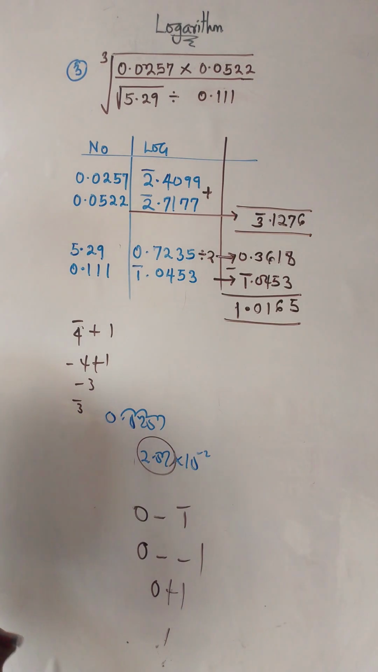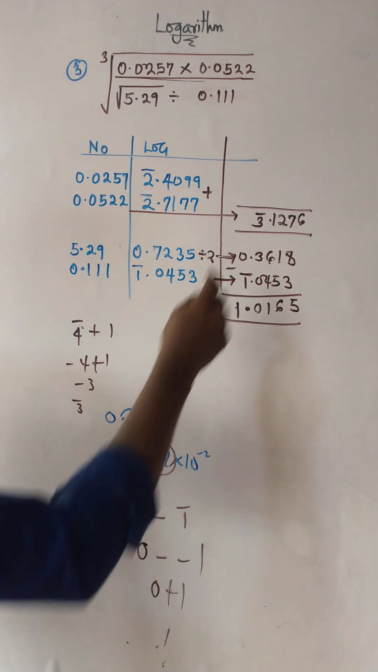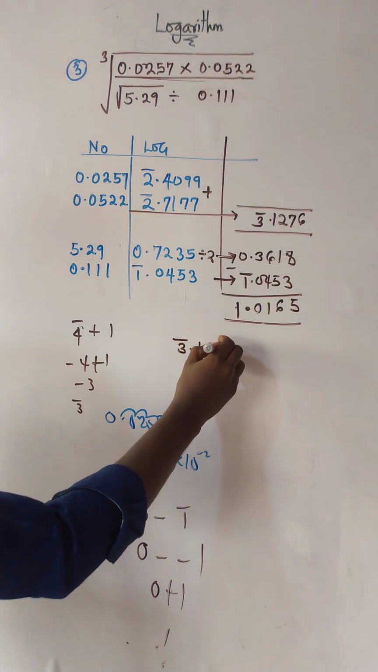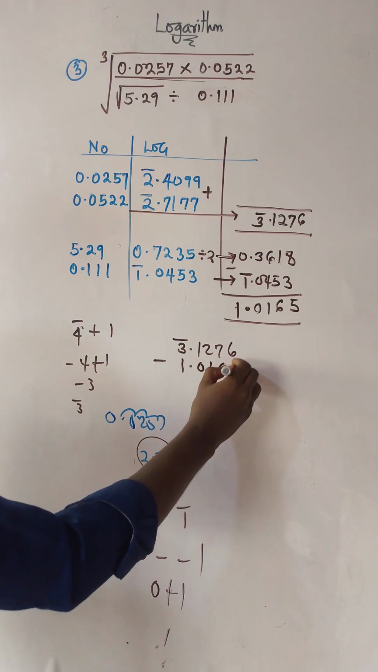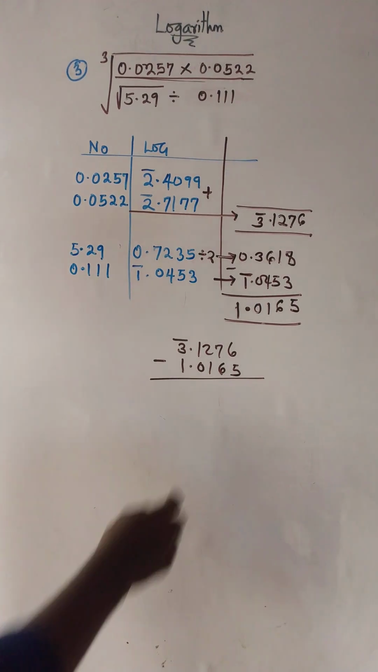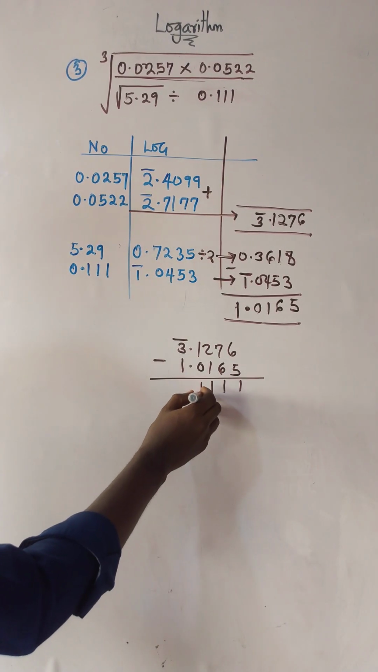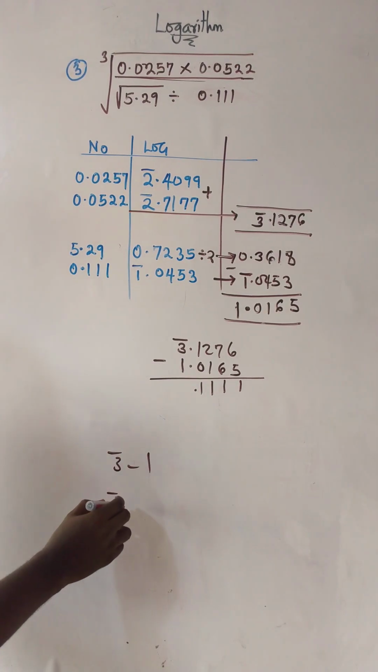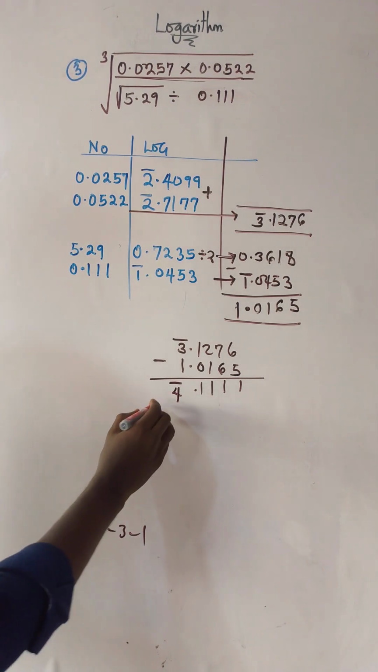What next between denominator and numerator? We have the division. So meaning we are going to subtract this from this. So we have bar 3.1276 minus 1.0165. So let's subtract again and see what we're going to get. So 6 minus 5 is 1, 7 minus 6 is 1, 2 minus 1 is 1, 1 minus 0 is 1, point. Bar 3 minus 1, that's minus 3 minus 1, that's minus 4, that's bar 4.